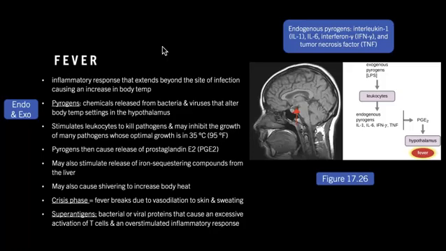Now let's talk about fevers. This is going to be an inflammatory response that is extending beyond the site of infection, because a localized fever is kind of what we have as that cardinal sign, heat, in inflammation. So when it's beyond that, we're going to cause a total increase in body temperature. And this is done through pyrogens, and it could be endogenous or exogenous. So our endogenous pyrogens are going to be interleukin-1, interleukin-6, interferon gamma, and tumor necrosis factor.